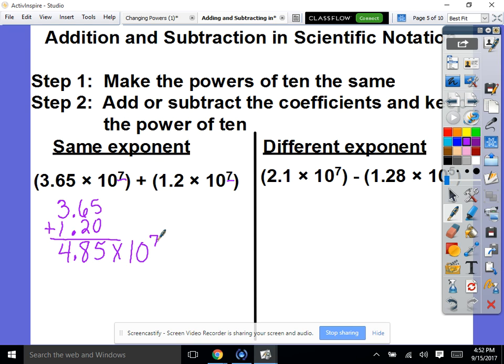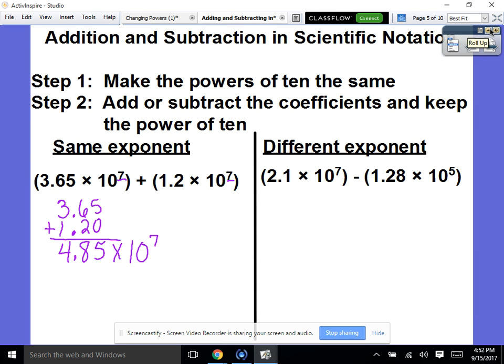Now, if you have a different exponent, then you're going to have to change one of the exponents. And this is actually a subtraction problem. And I always tell my students to save a step, always change the smaller exponent. So let's change this to 10 to the 7th. If I make my exponent 2 bigger, I need to make my number 2 smaller. So that would be 0.0128.